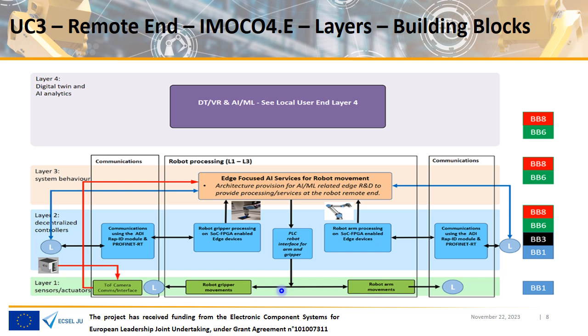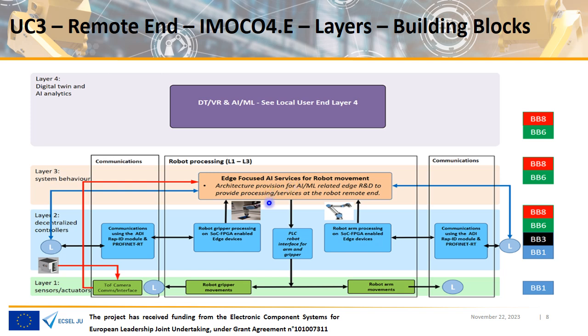The building blocks are the same, so building blocks 1, 3 and 8 primarily we relate to when we refer to the Emoco project. And then once the data is received, there is processing that happens at layer 2. So the data comes from the local end, and there is processing that happens in layer 2. And there is also potential for AI processing to happen in layer 3.